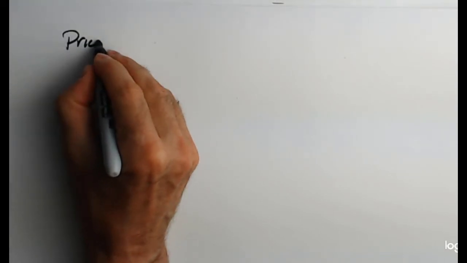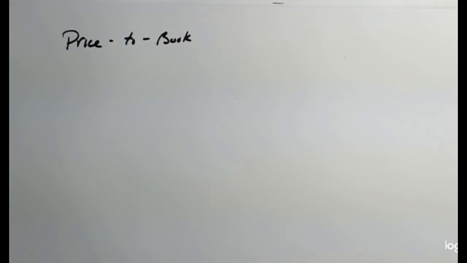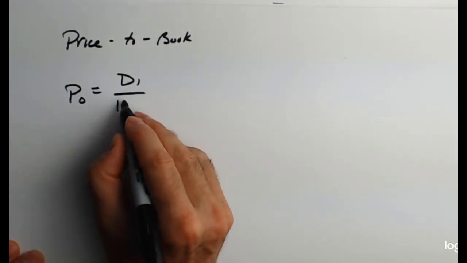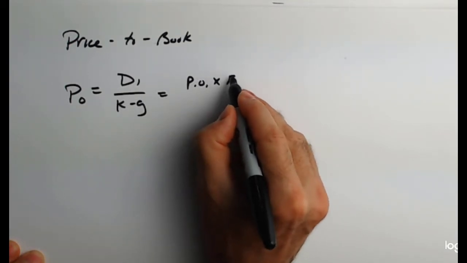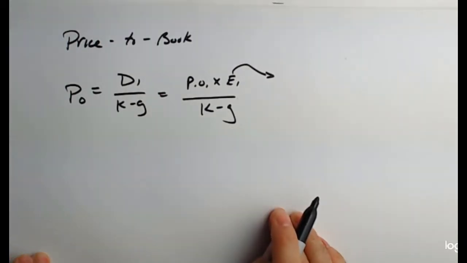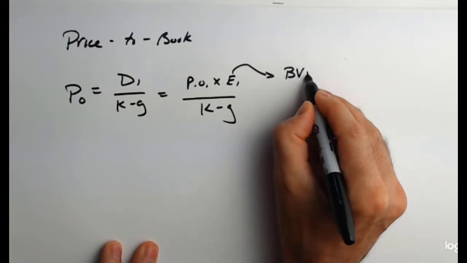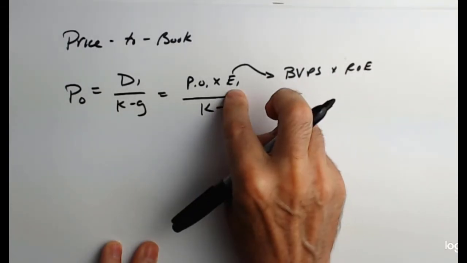Now, let's do price to book. We just call it price to book. It's really price to book value per share. And so we start out with the same model. Now let's get this as a function of book value. It turns out that if you take book value per share and multiply it by return on equity, you get earnings per share. Now how do we know that?